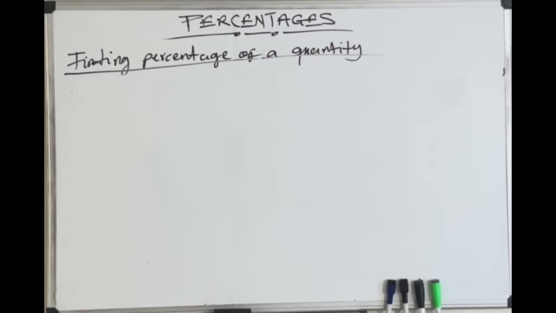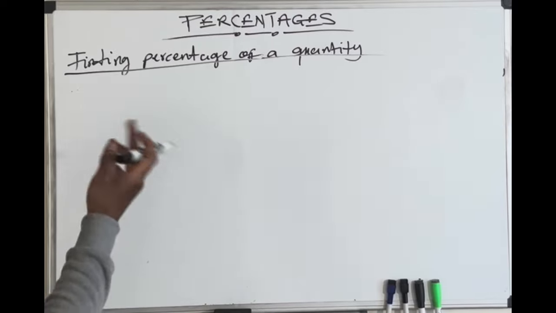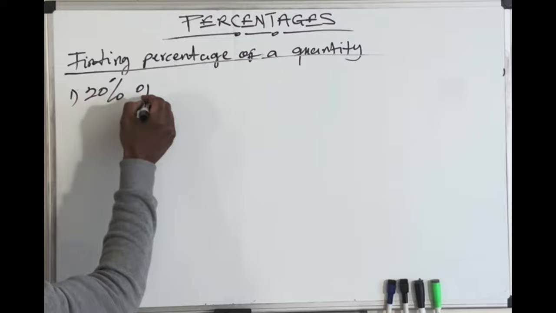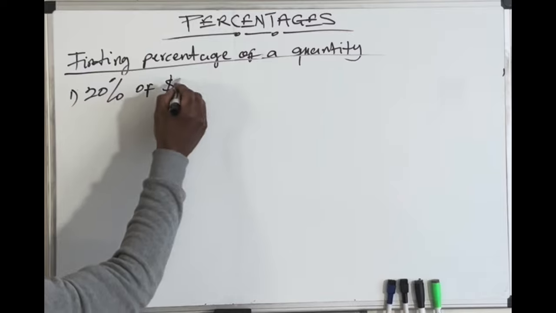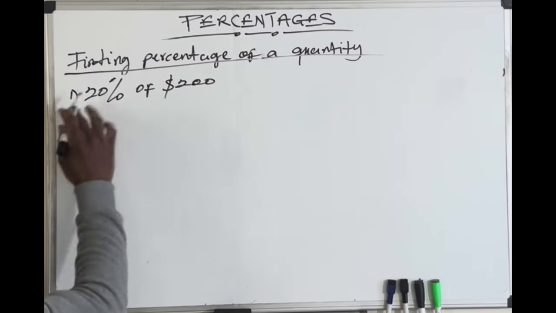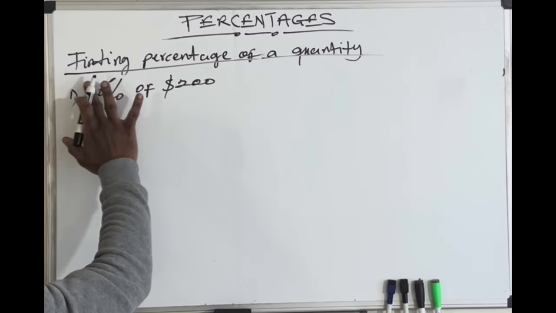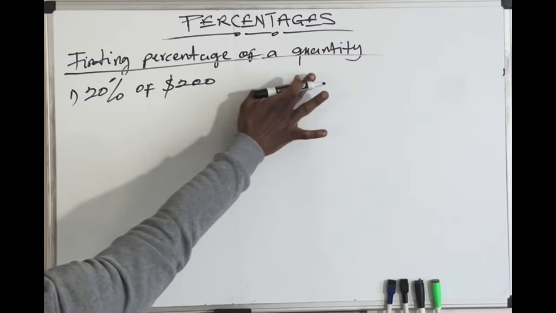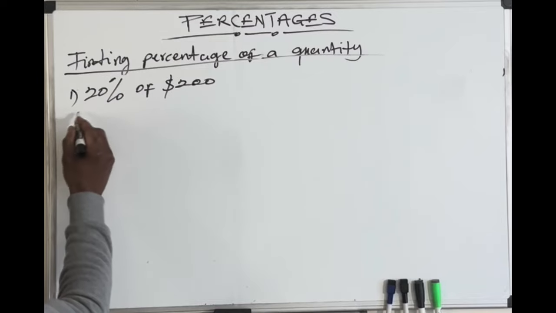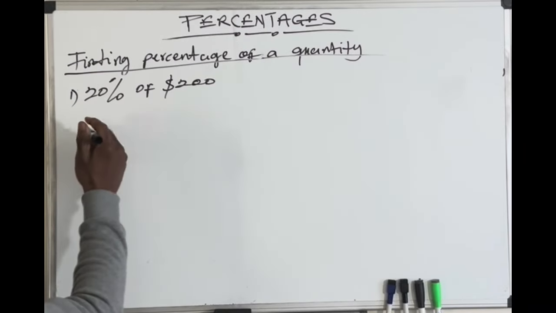Finding percentage of a quantity. To find the percentage of a quantity, we multiply the quantity by the percentage. Okay, so what we are saying, for example, 20% of $200, something like this. All that we are saying is that this is finding percentage of a quantity. Quantity is $200, percentage is 20%, and then you are finding percentage of that quantity.